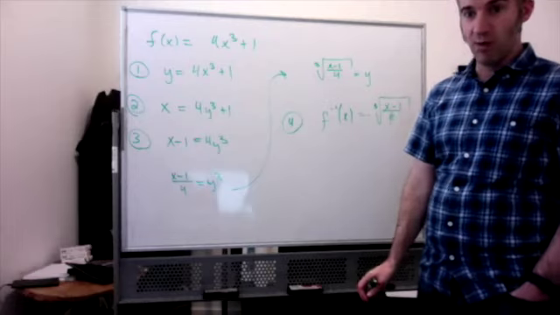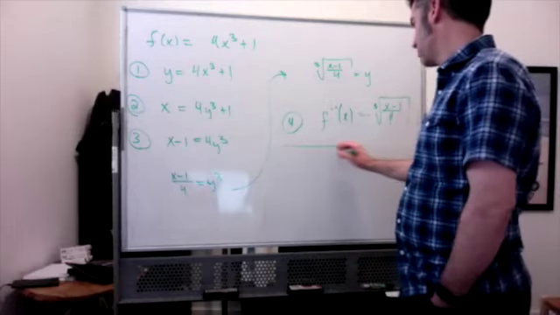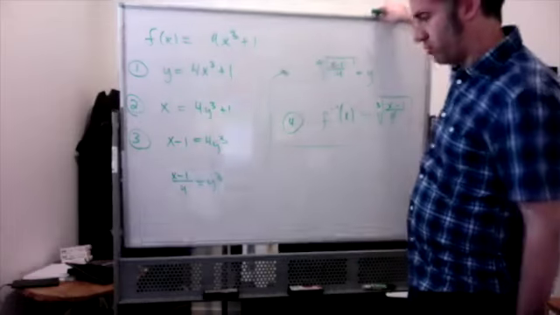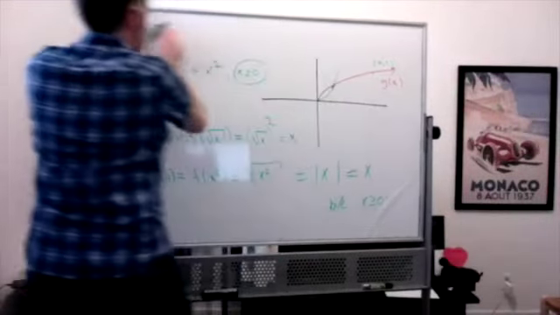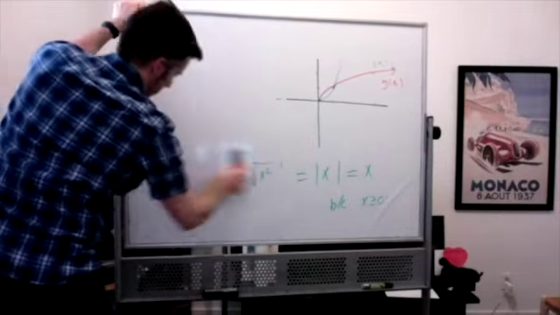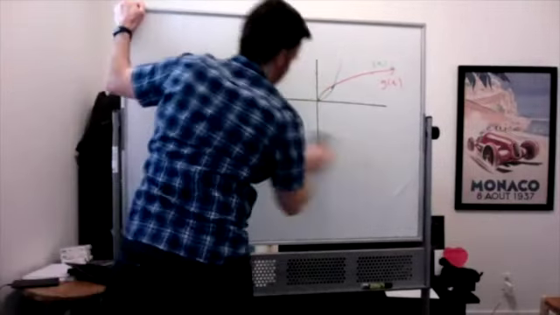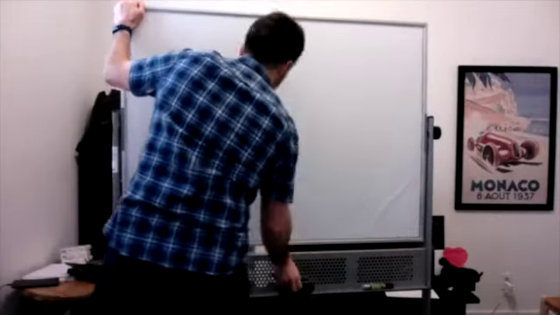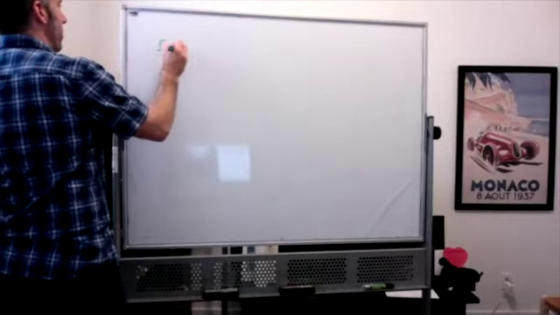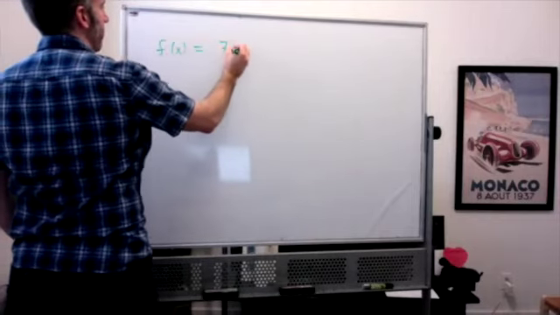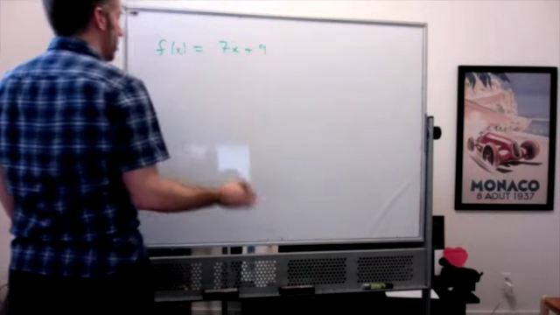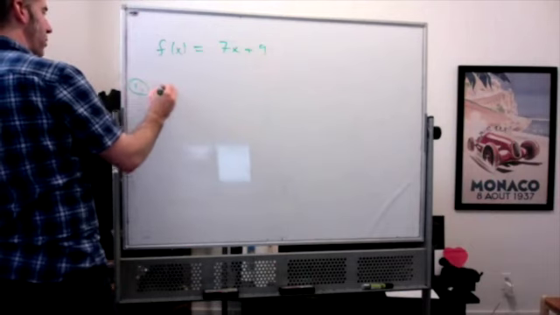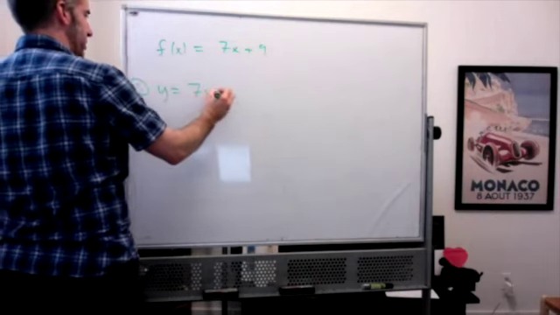Let me give you one more, because I have another minute. I can do a fast one. Another pretty not terrible one. So if my function was, I don't know, let's make something up like 7x plus 9. To find the inverse, I'm going to write y equals 7x plus 9.